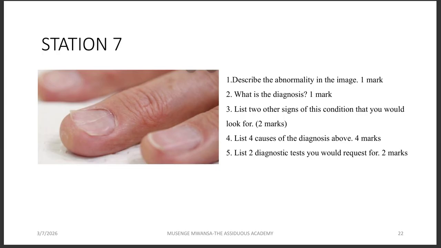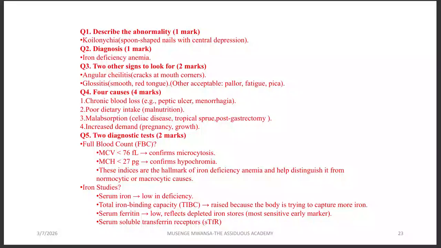Number three, total iron binding capacity. Number four, anything else? Okay, even the iron itself. So please make sure that you know the serum iron is going to be low. Total iron binding capacity is going to be raised. The proteins that bind iron are trying by all means to bind the little iron that is present in the body. So that's why the total iron binding capacity is actually increasing.